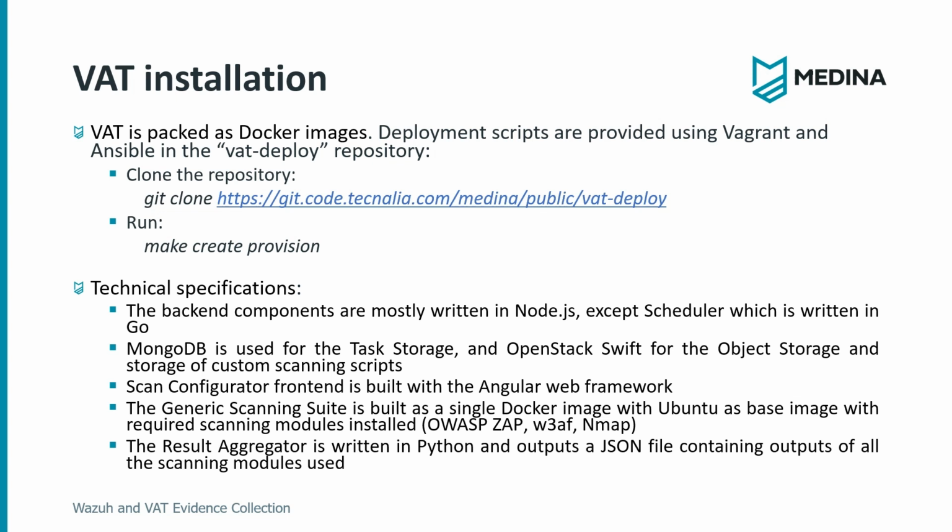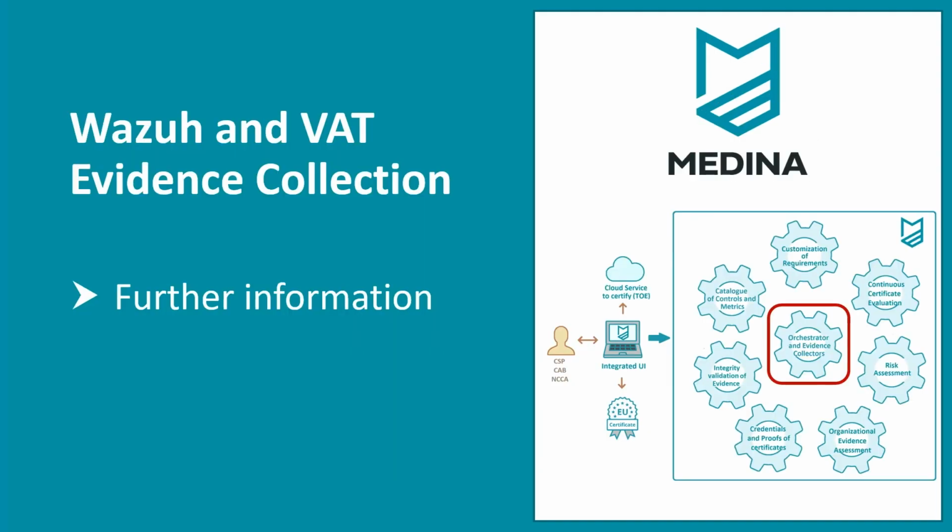As for the VAT installation, it is packed as Docker images. Deployment scripts are provided using Vagrant and Ansible. You just have to clone and run. The technical specifications include backend components, MongoDB, Angular Web Framework, and others. What else there is to know about this module?